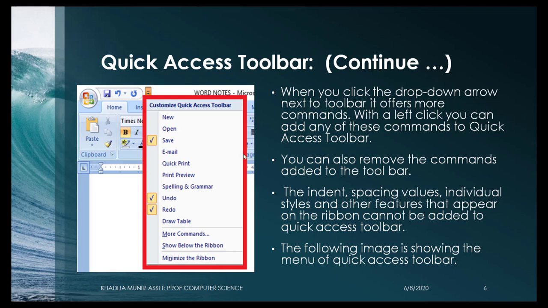When you click on this drop down arrow, which is next to these commands shown to you, you can select any other option or deselect any option for your quick access toolbar.